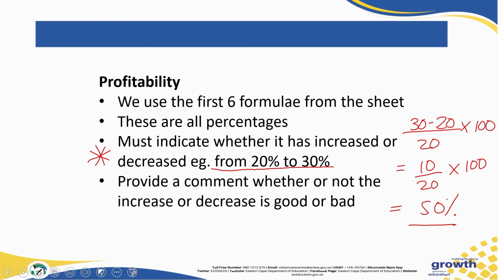So you cannot say this has increased by 10%. It has increased by 50%. So if you want to talk about by, you need to work out the actual percentage change. Whereas you can simply say this ratio has increased from 20% to 30%. And then you need to provide a comment whether or not the increase is good or bad. So you must comment to say, is this good or is this not good for the business?